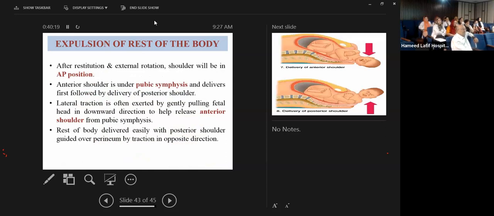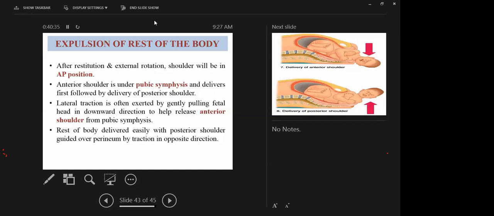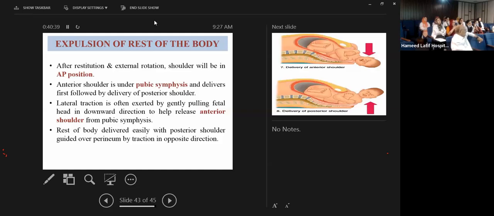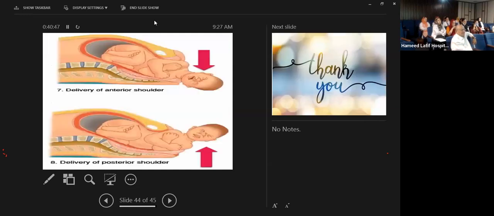Lateral traction is often exerted by gently pulling the fetal head in the downward direction to help the release of the anterior shoulder from the pubic. This is important. One should not be over enthusiastic in pulling the head to one side or the other. Otherwise, one could cause nerve damage to the baby. So one has to be very careful about that. Rest of the body is delivered easily with posterior shoulder guided over perineum by the traction in the opposite direction.